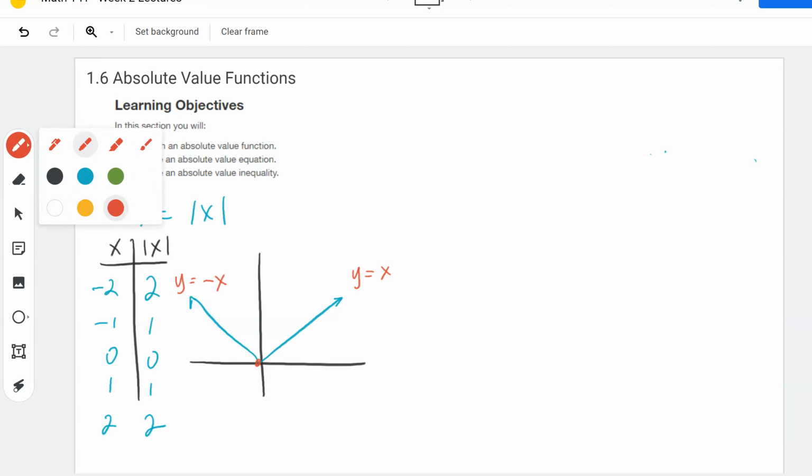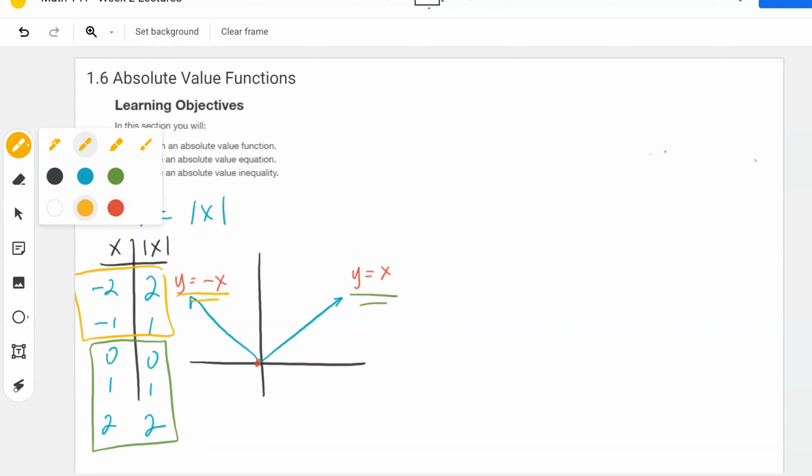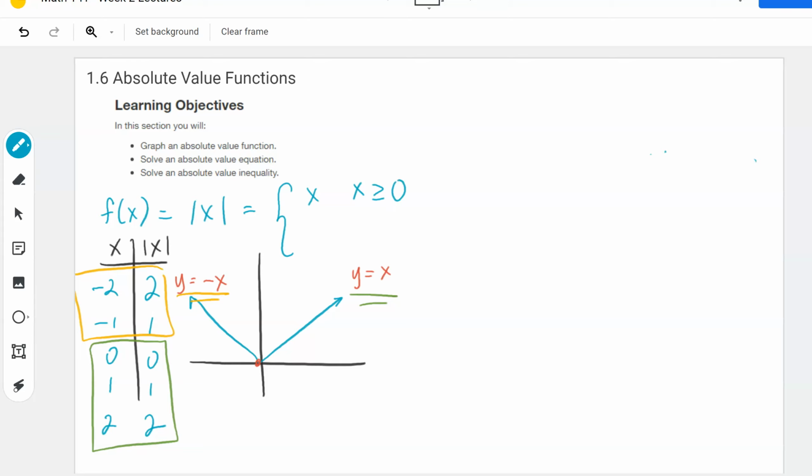And this makes sense because when we look at all of the positive inputs for x, they pop out themselves. So it makes sense that y is equal to x. And when we look at all the negative inputs, they pop out the opposite of themselves, the additive opposite, so negative x. If we wanted to, we could even redefine this function as a piecewise function, where it's equal to x as long as our x is positive, and it's equal to negative x whenever our x is not positive. So that's the way to make our absolute value function a little more mathy in terms of what's happening.